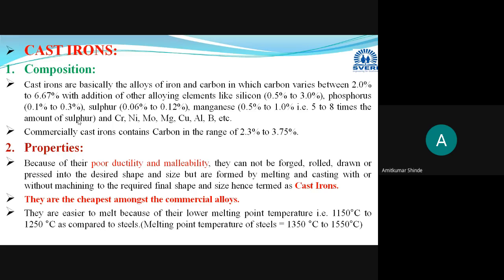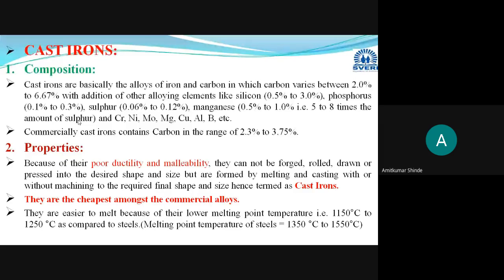So this is the composition of the cast iron. This is the general composition. In some specific cast iron types, there may be some variation in the amount of these elements, because we are varying this depending on our need or our use.